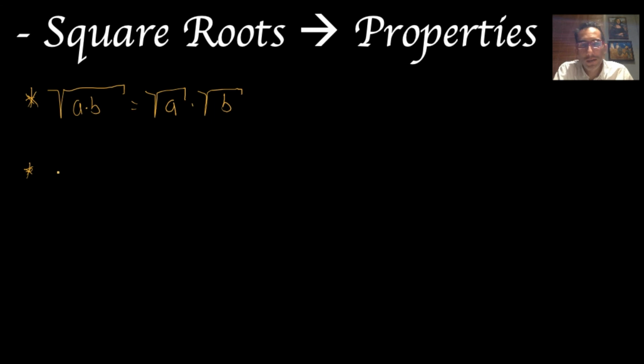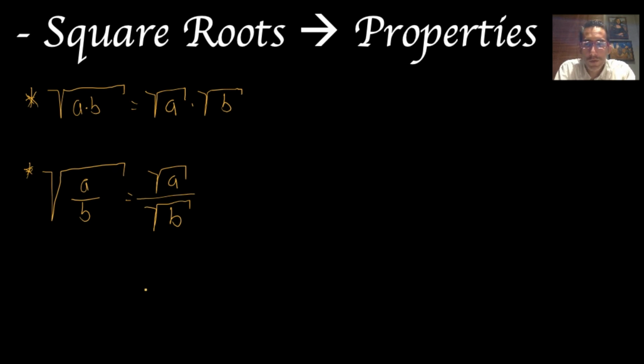This property also applies with the division. If you have the square root of a division, a divided by b, this is the same thing as saying the square root of a divided by the square root of b. Okay? That's another property that we get to use. In this case, properties of roots, for you to know almost by heart, okay?